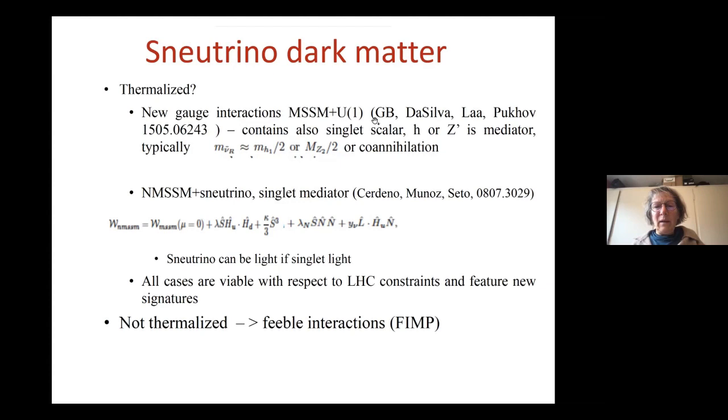And the coupling of the mediator of the neutrino to the standard model took place through a new Z prime or through scalar Higgs. And it turns out that neutrino could be dark matter. People have also looked at the NMSSM, adding a neutrino to the NMSSM, and then it is the singlet that we've talked about that plays the role of the mediator. And because the singlet can be light, again, we fall in the situation where the neutrino can be light.